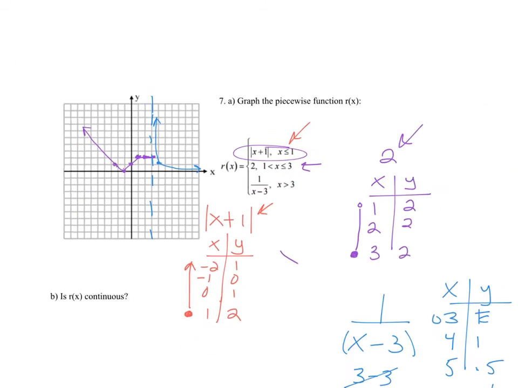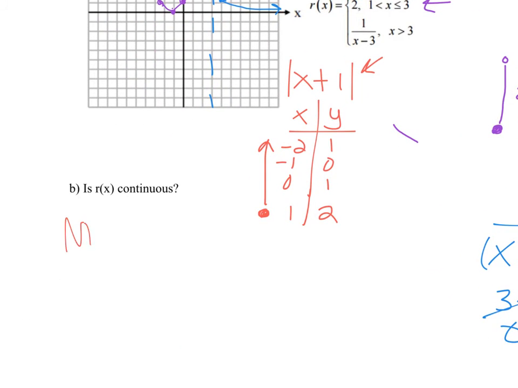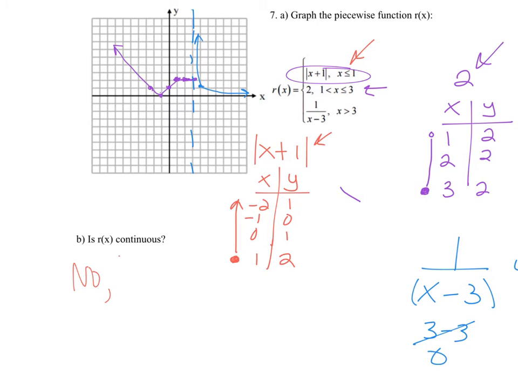Now the next question says, is this continuous? And you should know that this is absolutely not continuous because there's a discontinuity at 3. At 3, there's an asymptote. So you have an asymptote at x equals 3.